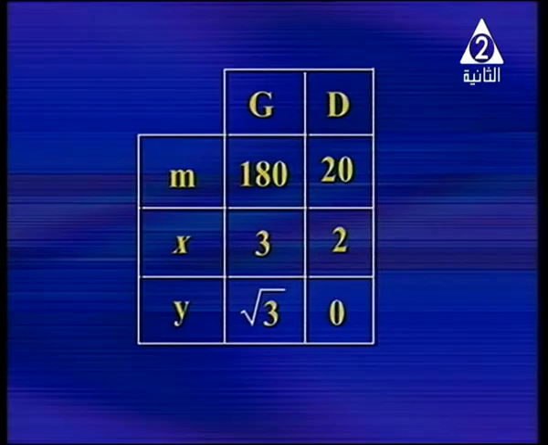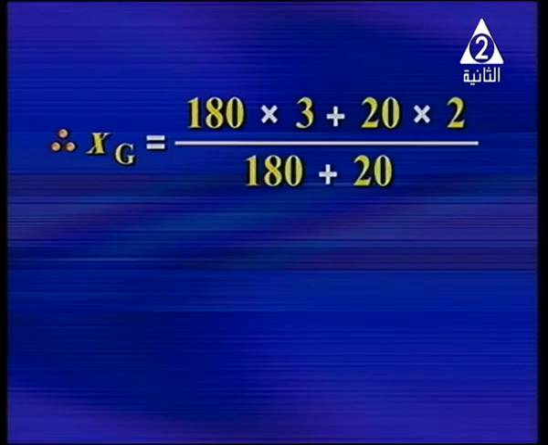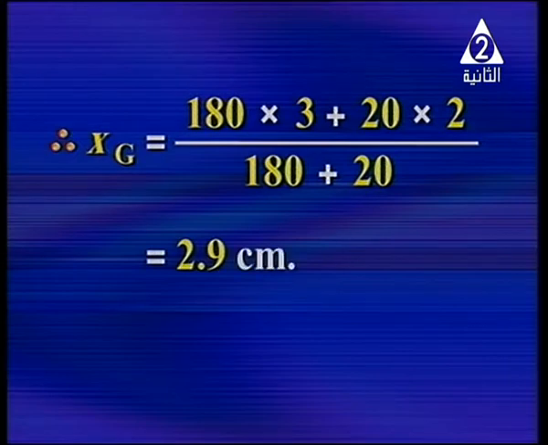By using the system, what is the xg? It is (M1 x1 + M2 x2) over (M1 + M2). What is M1? 180, the mass of the lamina, times its x coordinate, plus 20. The 20 is the second mass, 2 centimeters from the point. The x coordinate 2, over the sum 180 plus 20. The answer is 2.9 centimeters. This is xg.